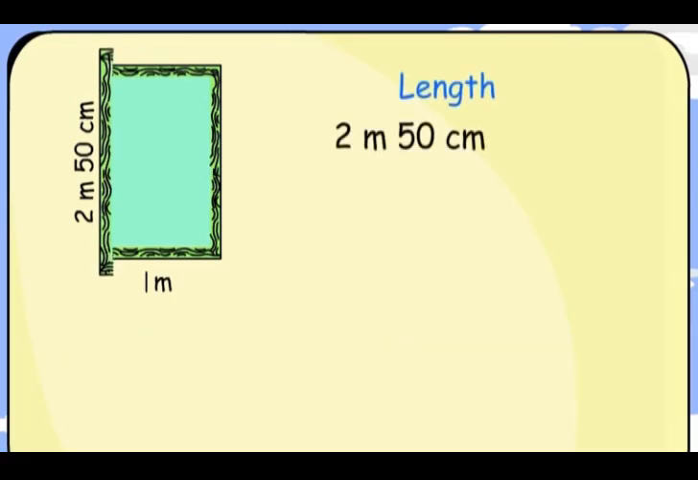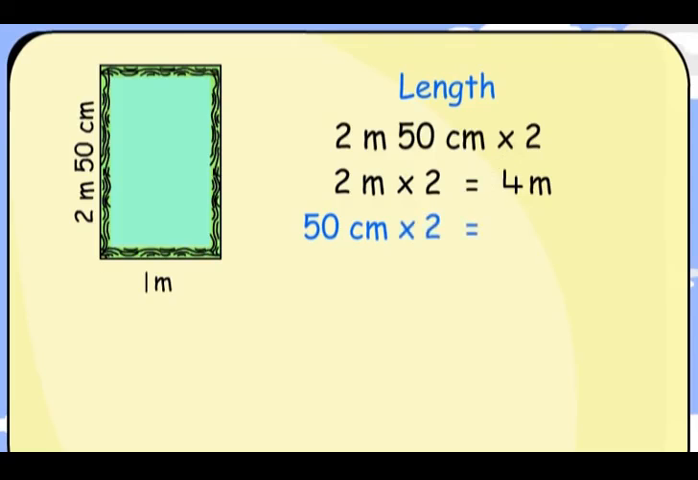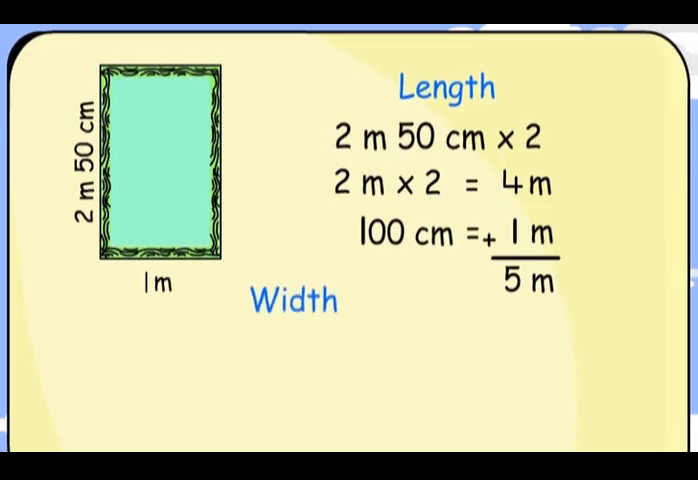Length 2 meters 50 centimeters into 2. 2 meters into 2 is equal to 4 meters. 50 centimeters into 2 is equal to 100 centimeters. 100 centimeters is equal to 1 meter. 4 meters plus 1 meter is equal to 5 meters. Width 1 meter into 2 is equal to 2 meters. So, 5 meters plus 2 meters is equal to 7 meters. Length of lace required is equal to 7 meters.